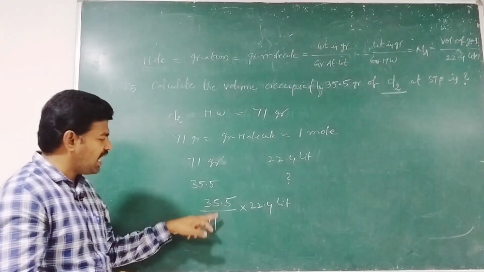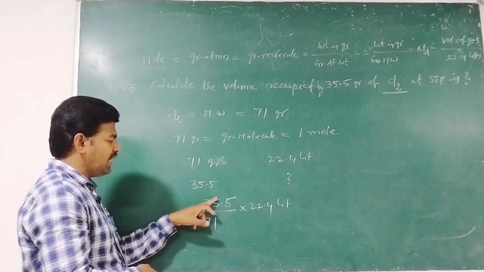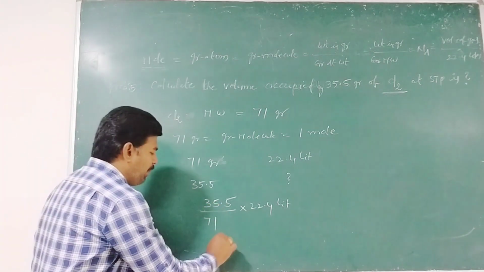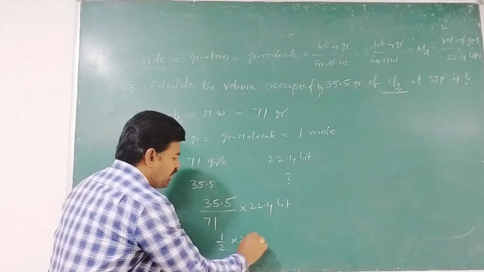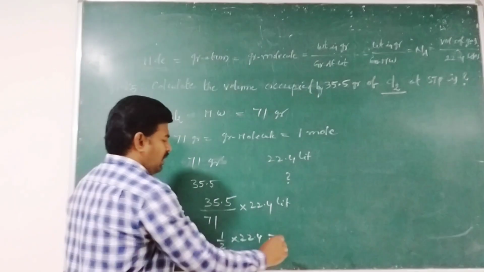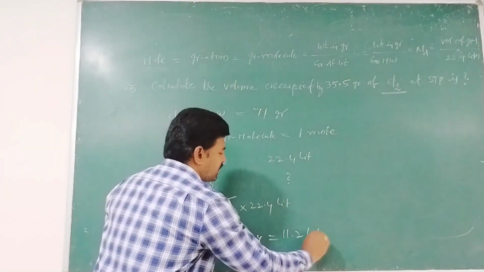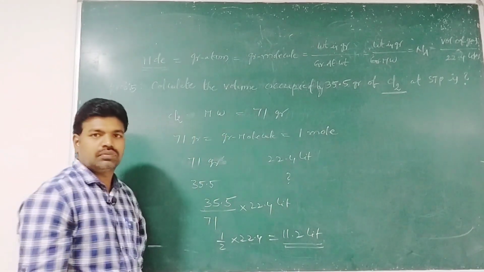Okay, you please calculate this, 1 by 2. I think it is 1 by 2 into 22.4 liters. That is 11.2 liters. Okay.